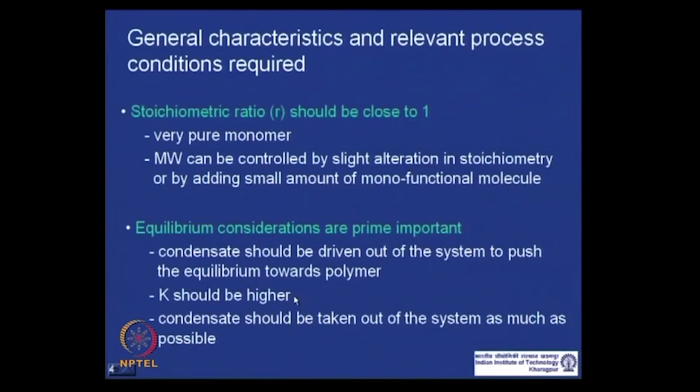Now, what happens if you have a higher K? For a given polymer, targeting the same polymer molecular weight, you can live with a larger amount of condensate in the system. Comparing two reactions, one having a higher equilibrium constant, you can build that high molecular weight while leaving a little excess amount of the condensate.